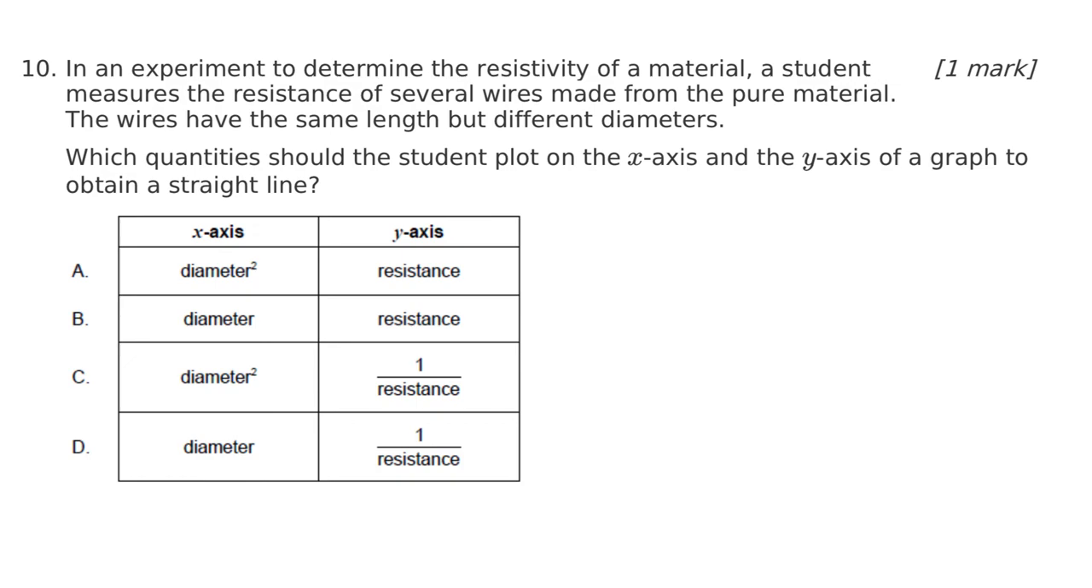Last one. Quite like this one. There's going to be a lot of colors in this one for you guys. Okay. First things first, we want to plot a straight line. Okay, and we're looking at different variables. Let's remind ourselves again. R equal to rho L over A.